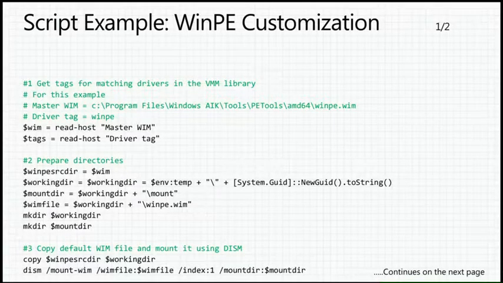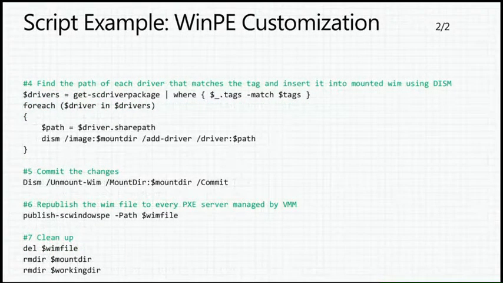This driver tag will then be used to go out and query the VMM library, find all the drivers that match it, and then copy those. You can see the Get-SCDriverPackage. It'll find the path, and then it'll use DISM to copy those directly into the WinPE image. And then the final step is to publish that Windows PE image out to your WDS server.